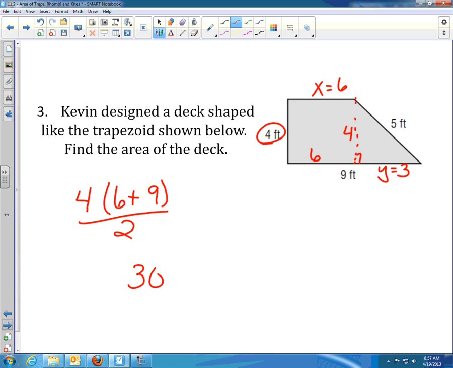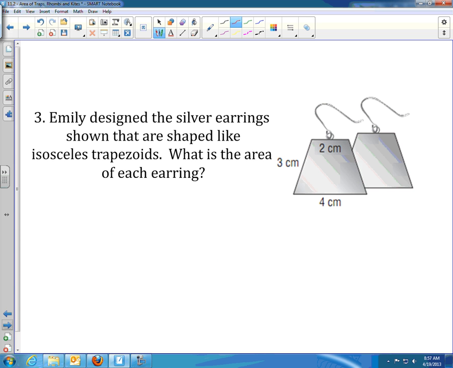And we end up with 30 feet squared for our area. All right, Emily designed the silver earrings shown that are shaped like isosceles trapezoids. What is the area of each earring? Now this one, we are given our bases, but we're missing our height. And so this is going to bring us back to problem 2 and find the height just like that. So go back and look at the Ellis trapezoid handbag for help with that.